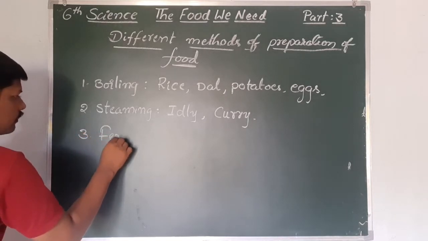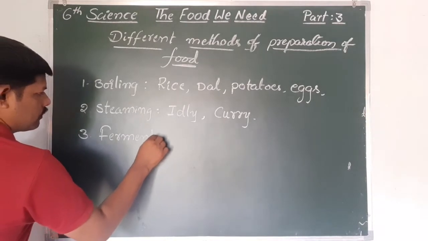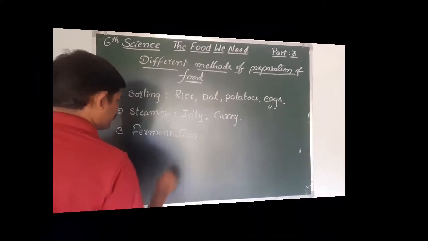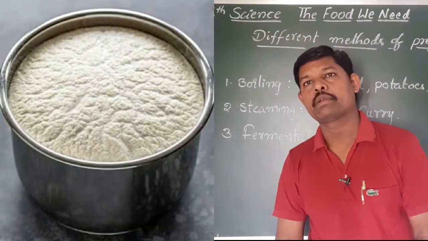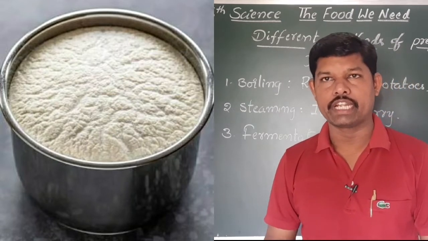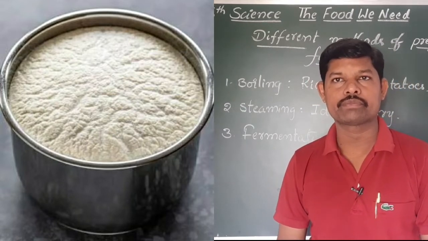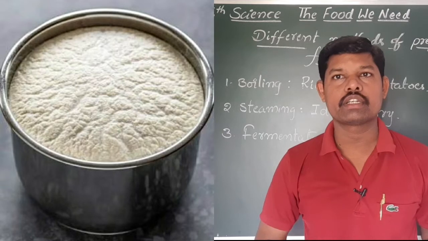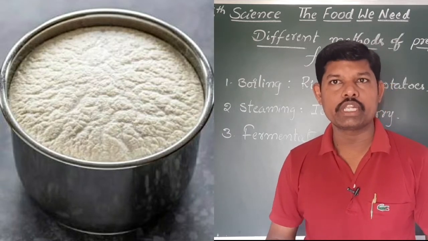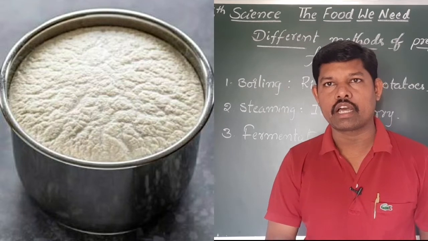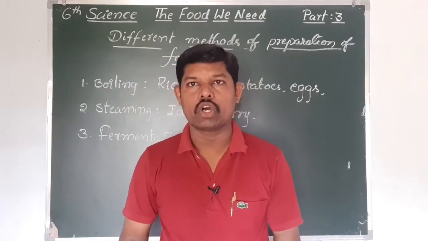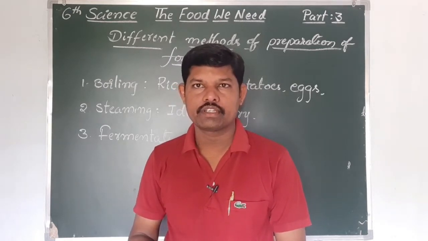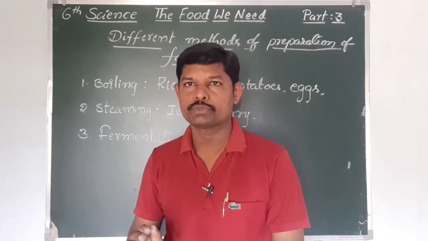And one more method, fermentation. What is fermentation? Fermentation is a method of preparation, for example idli and dosa preparation. The dal, one day before, we have to grind and keep aside for 8 hours. During this process, what is happening? The carbohydrates change into alcohol and organic acids. So simply, fermentation is a method of preparing food.